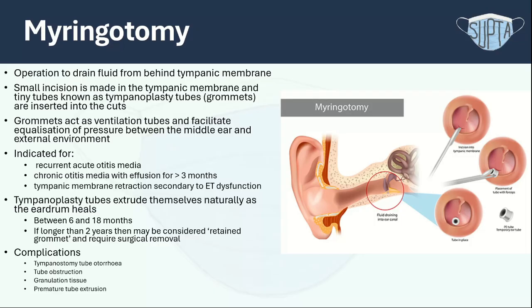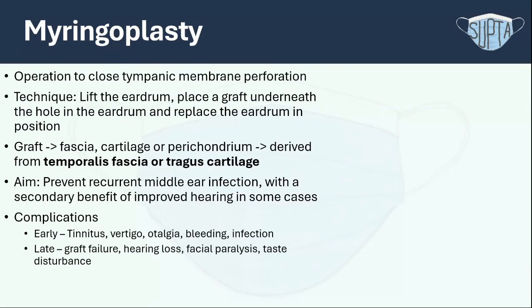So it tends to be used if you have recurrent acute otitis media, chronic otitis media with effusion longer than 3 months, and then tympanic membrane retraction due to eustachian tube dysfunction, essentially. And they do naturally extrude themselves as the eardrum heals. However, if it's longer than 2 years, you might want to consider doing an operation to remove the retained grommet, essentially. Yeah, and that's kind of just more about the technique itself, which I'm not going to go too much into detail.